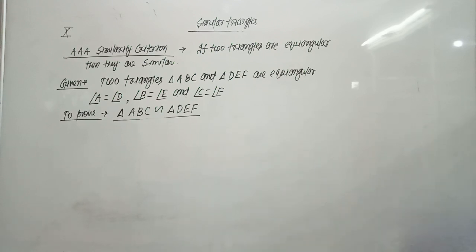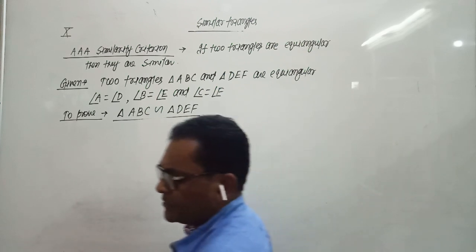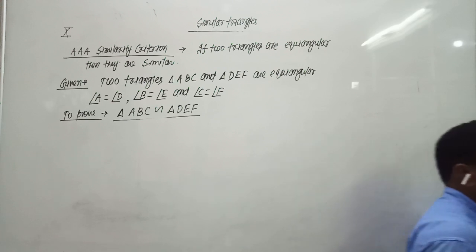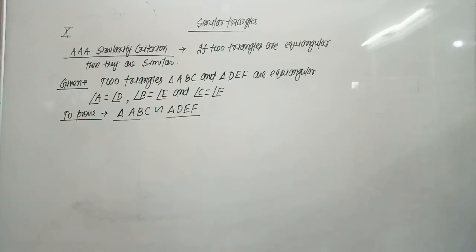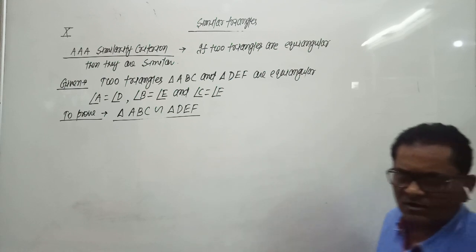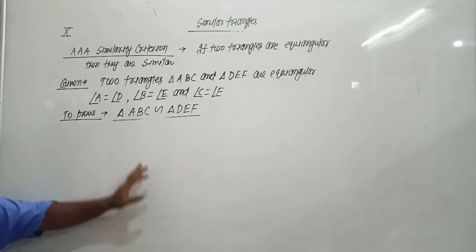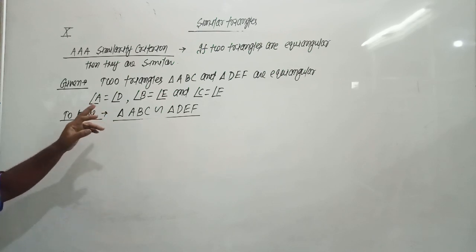The first part was when AB equals DE. The second part, which we discussed, was AB less than DE. So two parts of this theorem we have already discussed. The statement is: if two triangles are equiangular, then they are similar. Equiangular means that if in two triangles the corresponding angles are equal, then they are called equiangular, and equiangular triangles are similar.